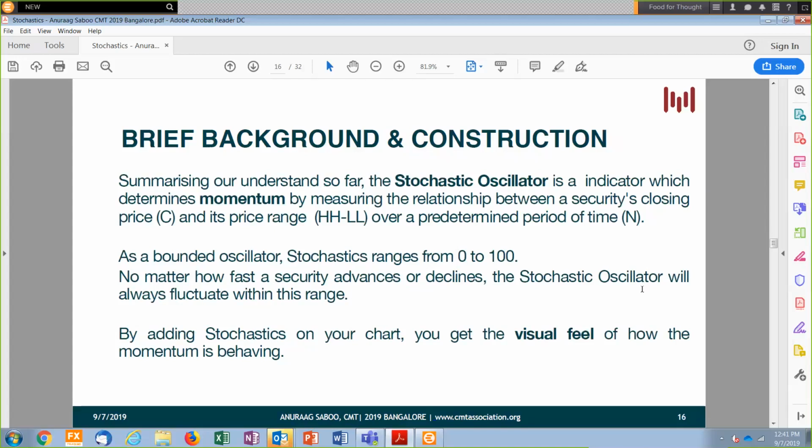So by adding stochastics on your chart, you get a visual feel of how the momentum is behaving. Okay. So basically, it's a momentum indicator. You are using the relationship between the close price and the range over a predetermined period of time N. And since it's a bounded oscillator, it will always range between 0 and 100. Stochastic can never go below 0 because the close cannot go below the lowest low, and it can never go over 100 because the close cannot go over the high side. So it always ranges between 0 and 100.